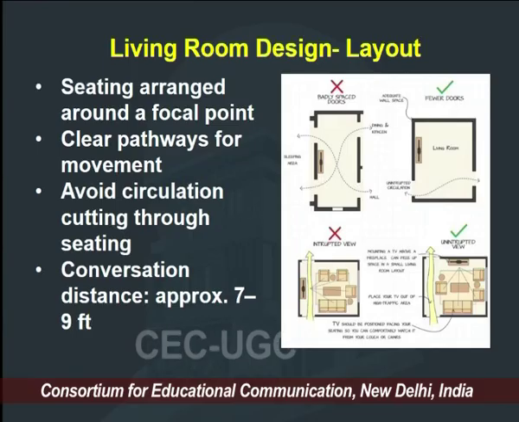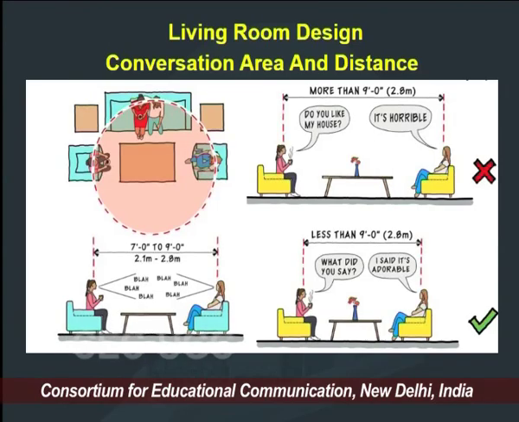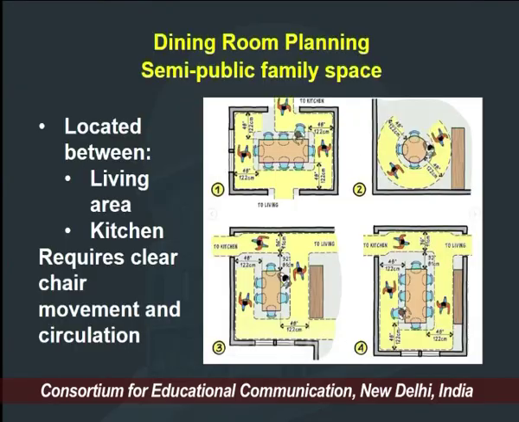So, at a convenient level, the conversational distance is approximately 7 to 9 feet. If you are placing two sets of sofas where people are going to sit at a larger distance, then it is going to be difficult, or the area would not be used to its utmost potential. So, all these factors need to be taken care of where the user need is at a prime, and the furniture layout is done in such a way that it is comfortable and appropriate for a particular space. Then next comes the dining room planning and layout.